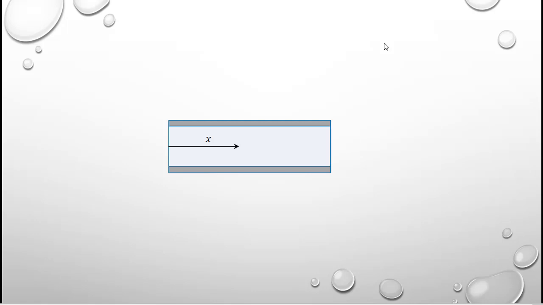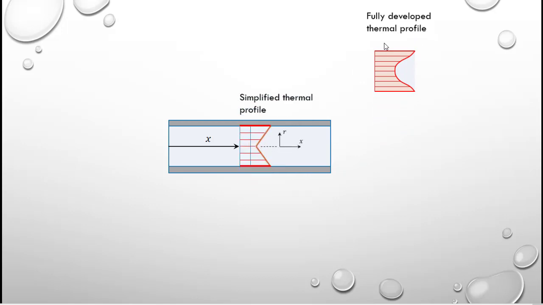In the previous video, we developed an expression that defines the fully developed thermal profile. What we'd like to do in this video is to take a look at those implications. So this image shows a fully developed thermal profile for some given condition. What we would like to do in the next couple slides is to explore what we mean by a fully developed thermal profile by using a simplified thermal profile.